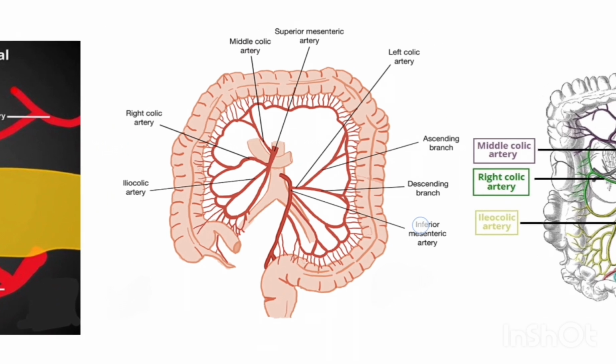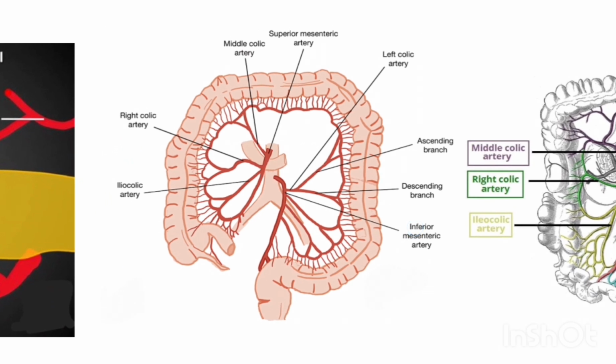So coming to the second branch, the middle colic artery. So this is the middle colic artery, which divides into 2, left and right. The right colic artery divides into 2, ascending and descending, whereas the ileocolic artery also divides into 2, ascending and descending. Okay, this is the superior mesenteric artery.